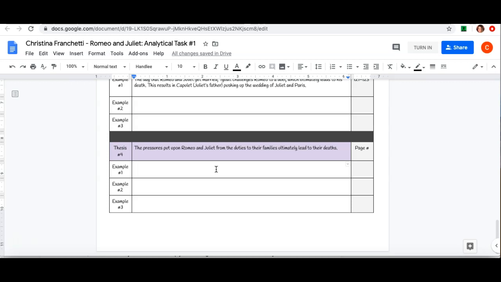They take things much slower. They're not doing things in secret. Maybe they're actually having a real wedding instead of having a wedding with Friar Lawrence and the nurse.